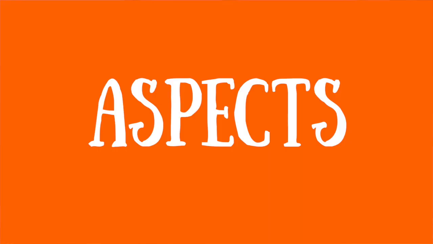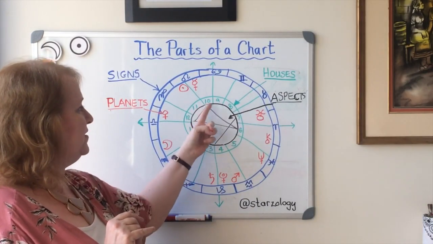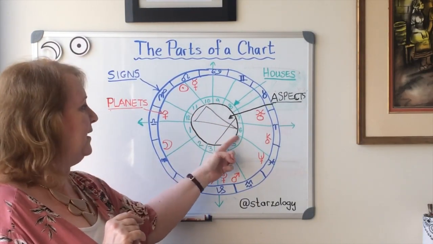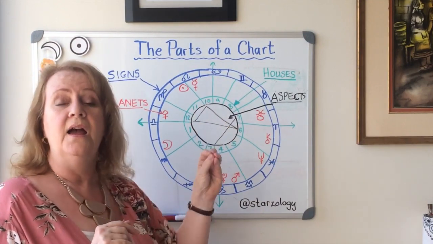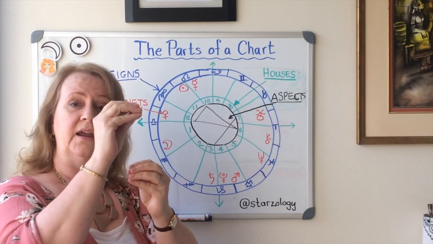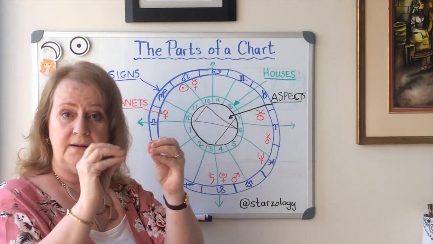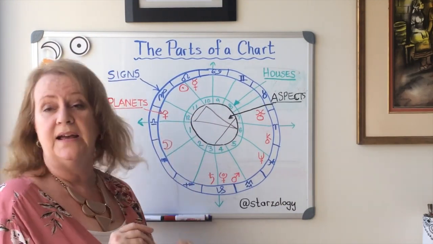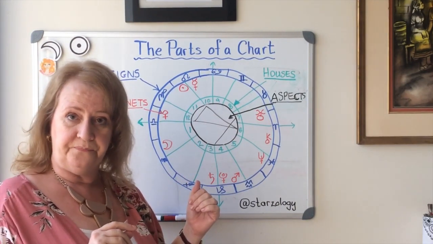And then the fourth and final building block is the aspects. That is in the central circle of a chart, and there will be lines going here and going there. And when you see your chart, each chart will be different. There'll be different lines going here, a line going there, different colored lines as well. They're not always black. I've just symbolized them in black on this diagram.